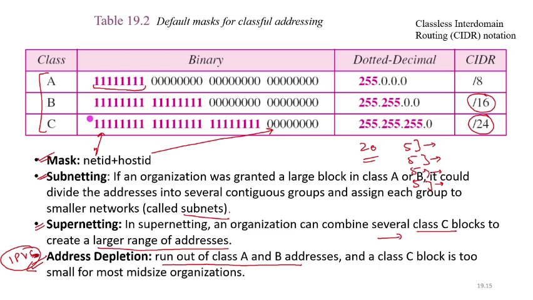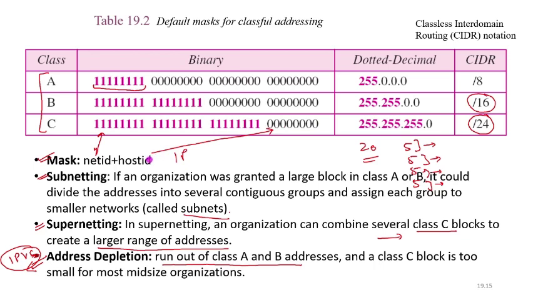That's why there is a requirement for classless addressing. A particular IP address is made up of a network ID and a host ID. Some portion indicates the network ID, and some indicates the host ID. In class A, 24 bits represent the host ID and 8 bits the network ID. Similarly in class C, the most significant 24 bits are the network ID and the least significant 8 bits are the host ID.